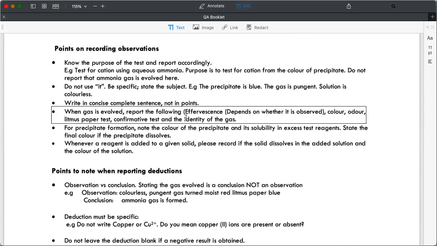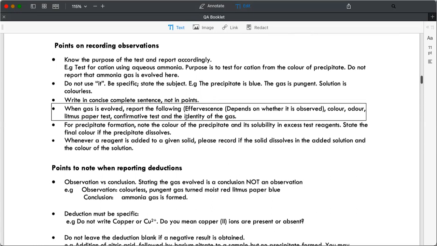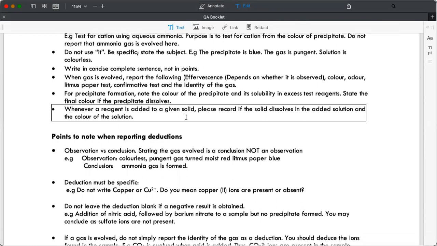And for the test for nitrate where ammonia gas is evolved, in this case the reaction is quite vigorous, so there will be observation of effervescence, although ammonia gas is not an insoluble gas. However, due to the amount of heat released in this reaction, effervescence will be observed. It is so warm that the ammonia gas will appear as effervescence, all right?